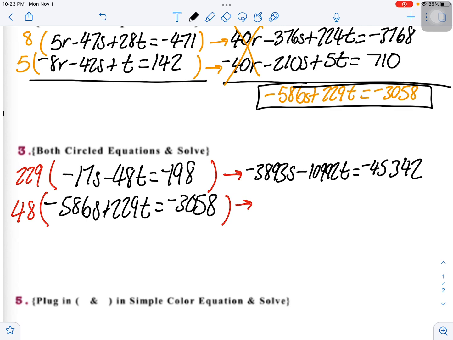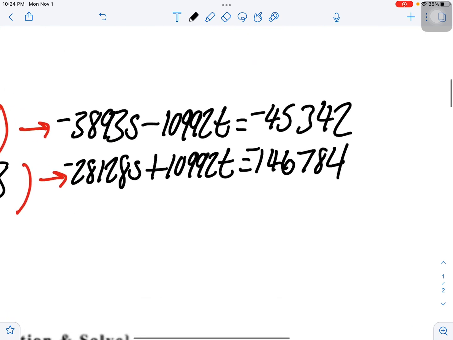So 48 times negative 586 is negative 28128s plus, well, I know that's 10992 because they're going to cancel, t is equal to 48 times negative 3058 gives us negative 146784.